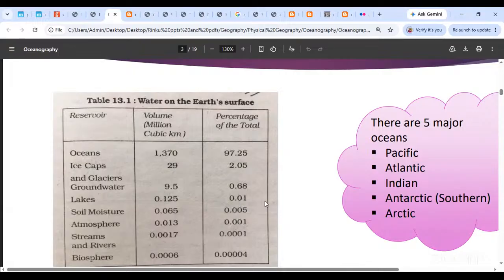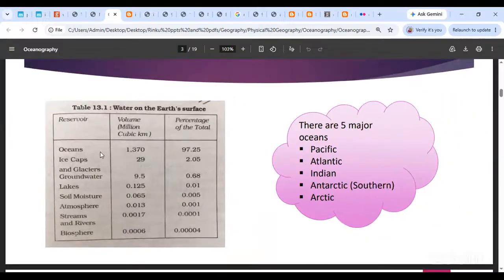Groundwater is around 0.68%, followed by lakes, which is 0.01%. Then soil moisture is even lesser, 0.05%. Atmosphere is even lesser, 0.01%. And streams and rivers are like 0.0001%. And lastly, the biosphere. So even if we feel that streams, rivers and lakes are the most easily visible water on the Earth's surface, it is basically oceans where all the water is locked. Oceans are very deep and huge, so you can't fathom how much water there is.